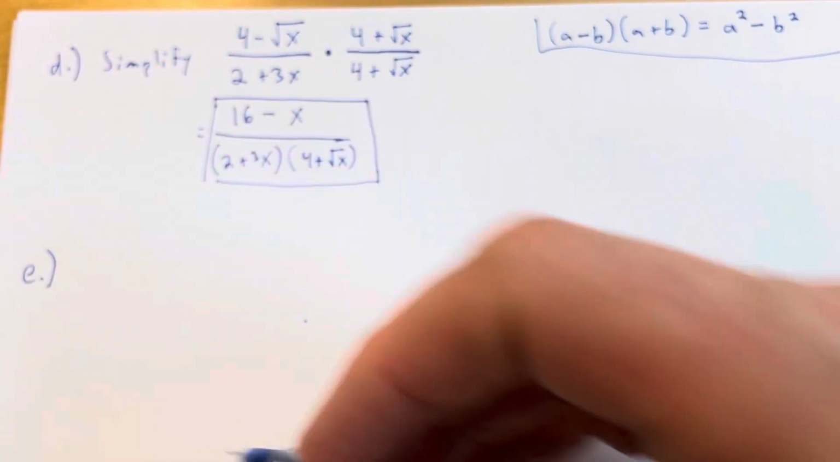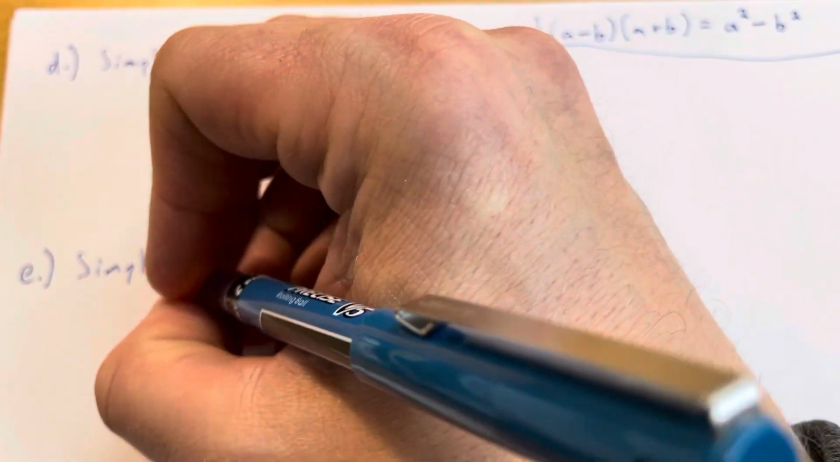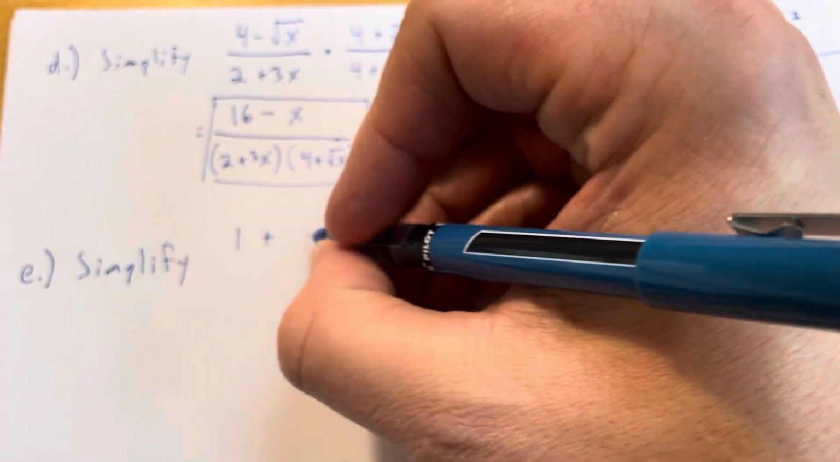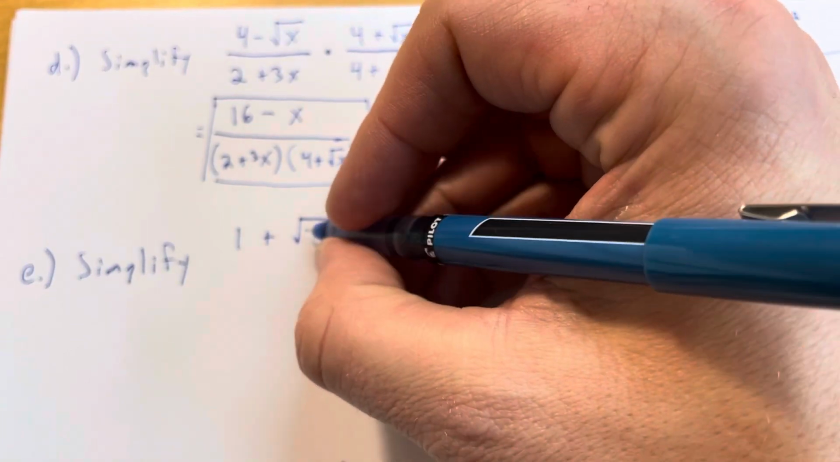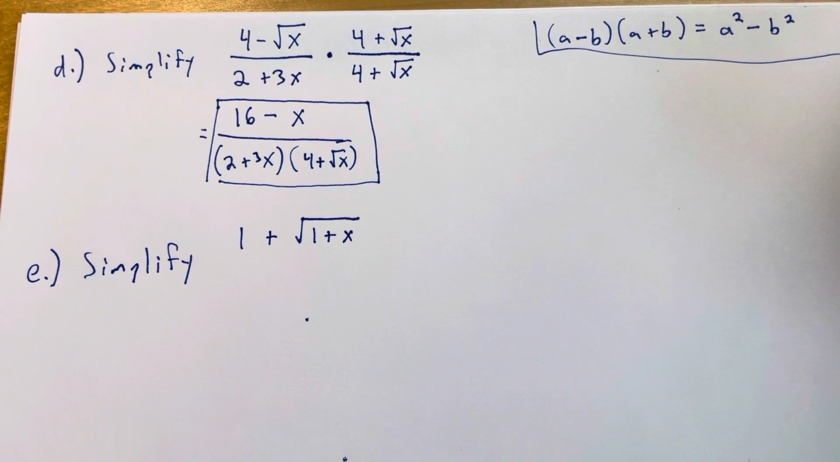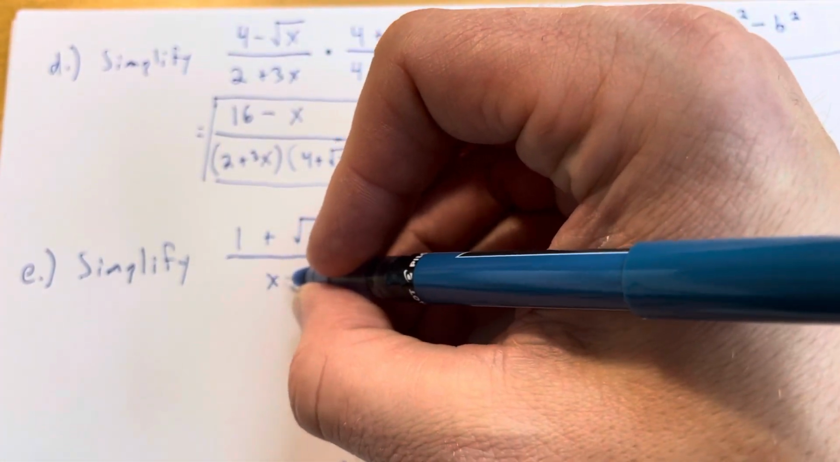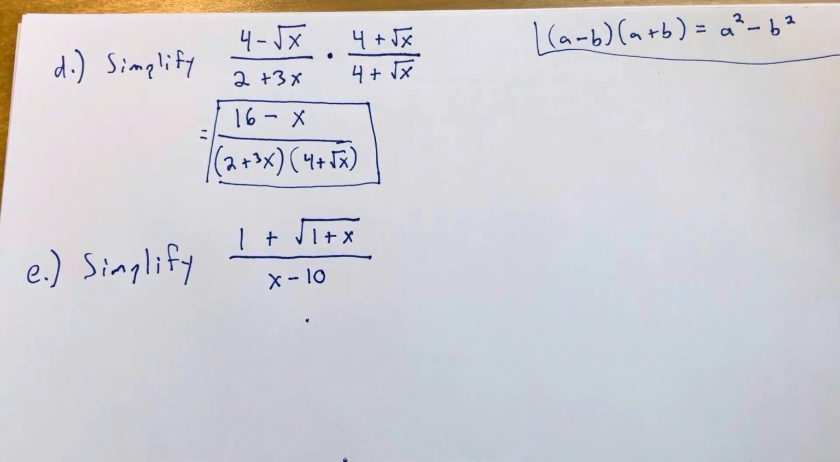One last example, similar to this one, just slightly more complicated. I want to simplify 1 plus the square root of 1 plus x. Notice that I have a 1 plus x appearing in there. Down in my denominator, I'm going to put an x minus 10.